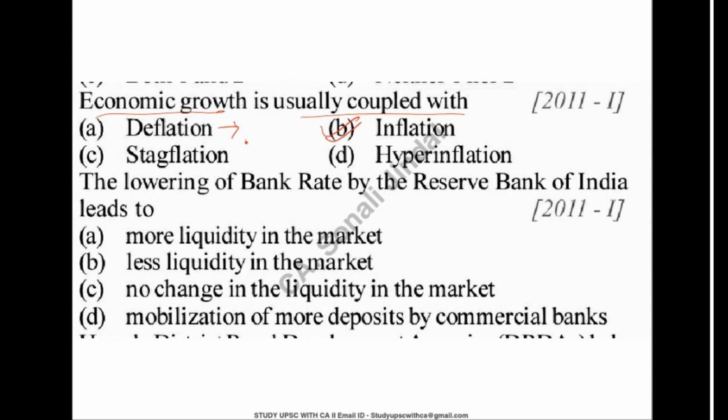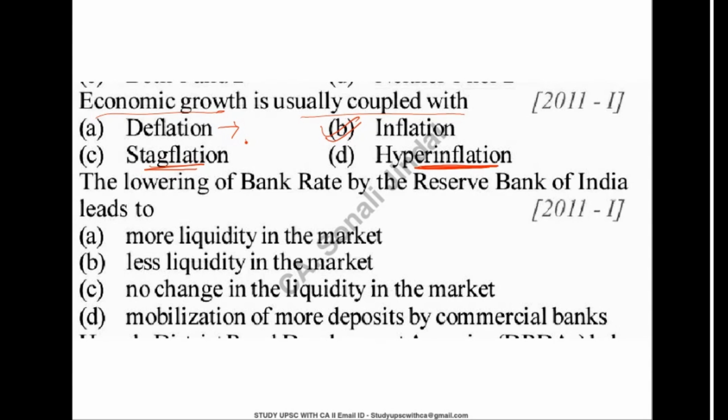Stagflation means stagnation plus inflation. It means growth is decreasing but inflation is rising. Mostly this is the case of cost push inflation, as we have seen in the case of COVID-19 and the Russia Ukraine war. Hyperinflation is when inflation is around maybe 100% as well, as we have seen in the case of Germany or Vietnam.